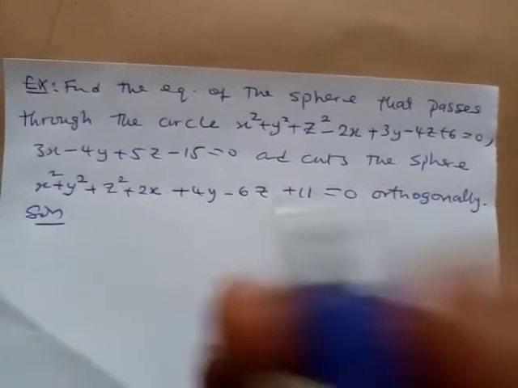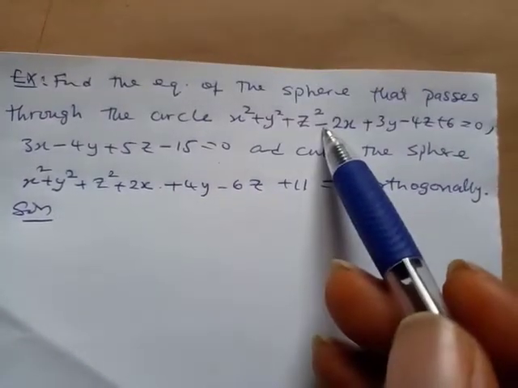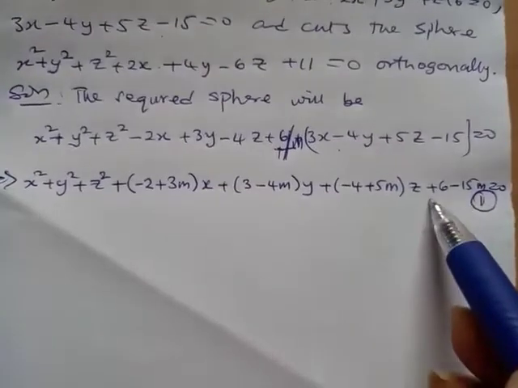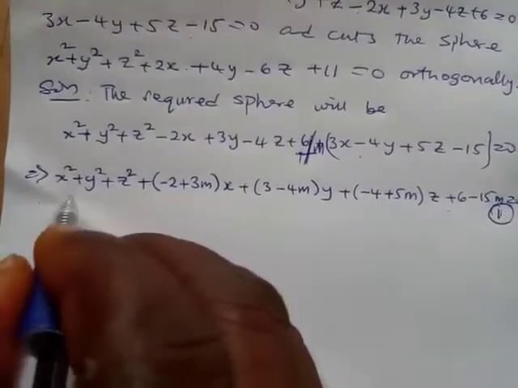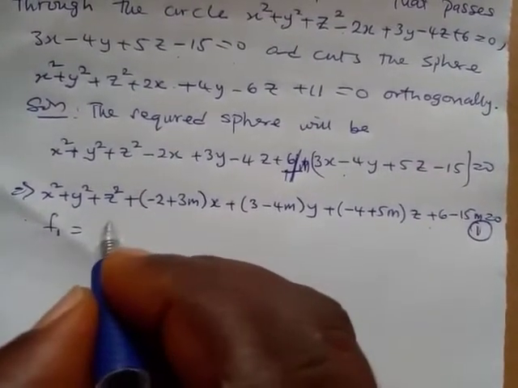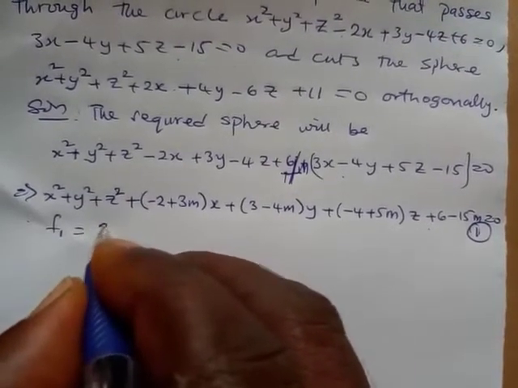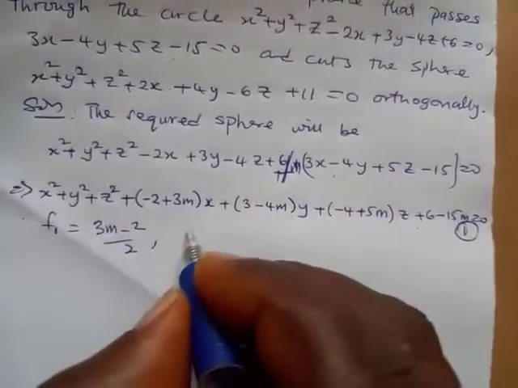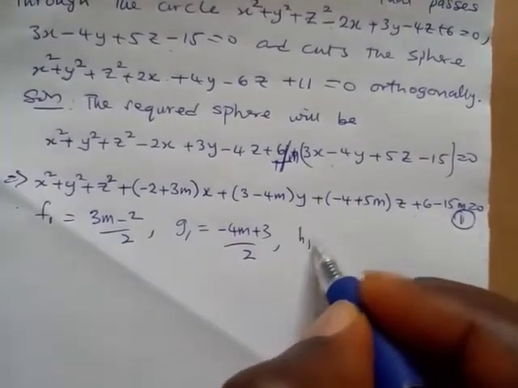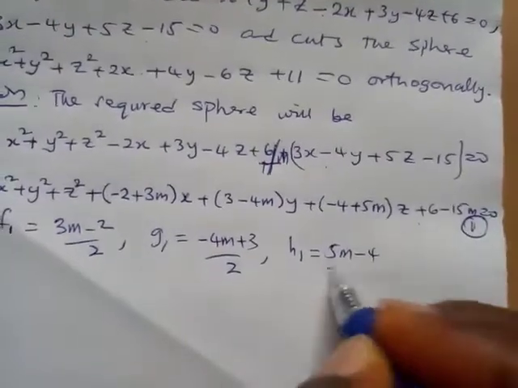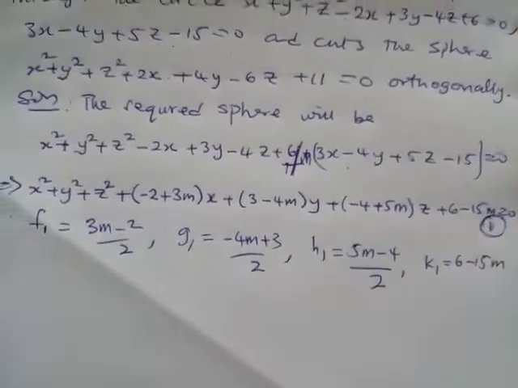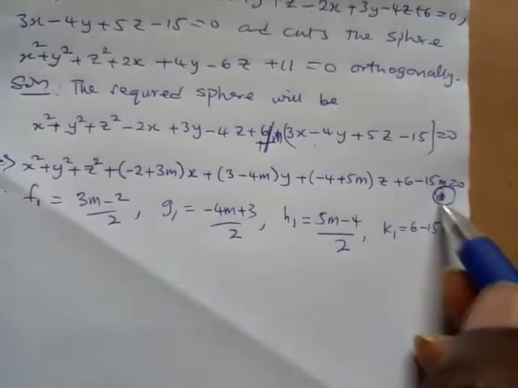Firstly, we know that the required sphere will be S plus mP equal to 0. So, which is this? And we simplify, we are going to get this. Now, let's say this is the required sphere. So this is our F1, we divide this by 2, and that will give me 3m minus 2 divided by 2. G1, we divide this by 2, that is minus 4m plus 3 divided by 2. H1, we divide this by 2, 5m minus 4 divided by 2. And K1 is 6 minus 15m. So let's take note of that, or let's call all this 1.